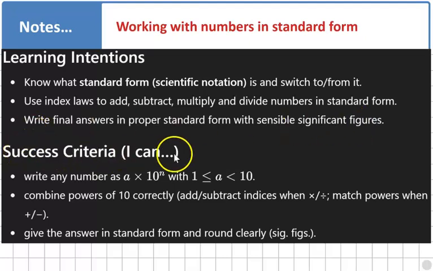Success criteria. I can write any number as a times 10 to the power of n, with a being greater than or equal to 1 but less than 10. Combine powers of 10 correctly. Add or subtract indices when multiplying or dividing. Match powers when adding or subtracting. Give the answers in standard form and round clearly using significant figures.